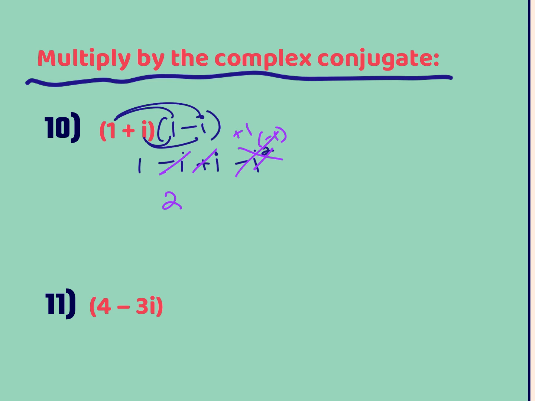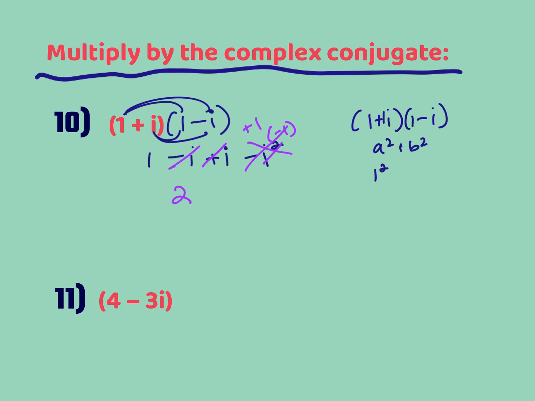These cancel out. So the shortcut here, 1 plus i times 1 minus i, is a squared plus b squared. The a is what's in front of the term that doesn't have the i on it, so it's just the 1. And the b is what's in front of the i, which again is a 1. 1 squared plus 1 squared would be 1 plus 1, which is 2. So as you get more comfortable with the shortcut, obviously it's going to be faster. But if you forget, you can always go back to your original and FOIL it out.